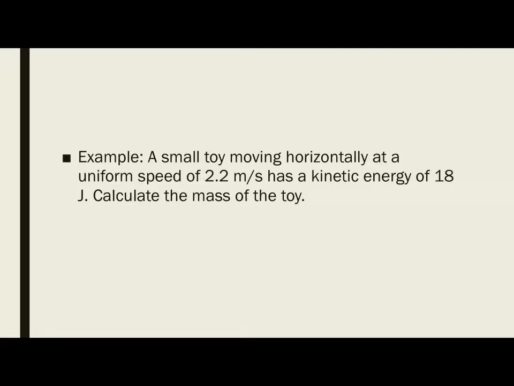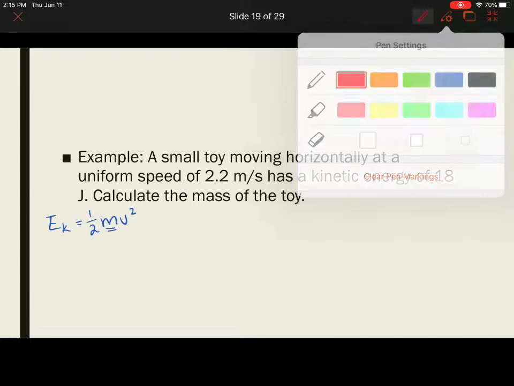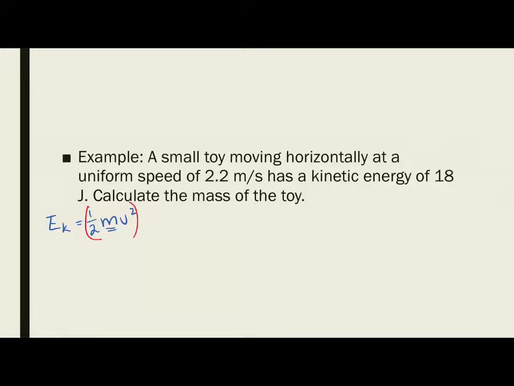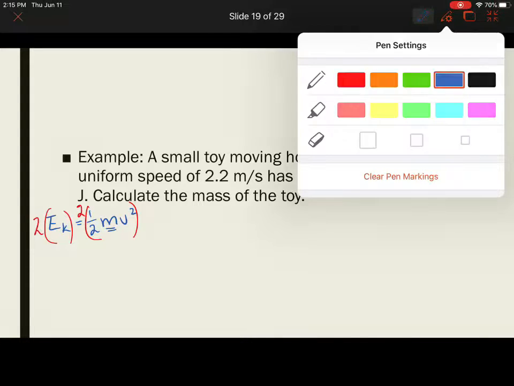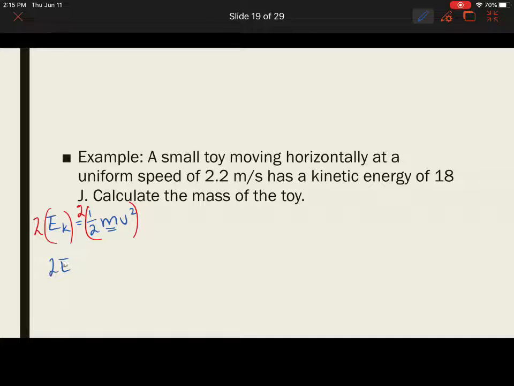We have a small toy car moving horizontally at uniform speed, 2.2 meters per second, and has a kinetic energy of 18 joules. So now we need to calculate the mass. So again, here's our kinetic energy formula. And here I need to isolate the mass right there. So how do I do that? First, I multiply both sides by 2 because it's the opposite of multiplying by 1/2. Technically, you could be dividing by 1/2, but it's the same thing, you guys. So I get 2Ek is equal to mv squared.